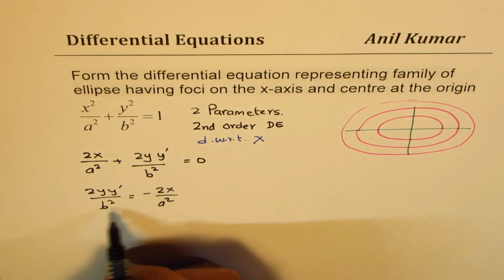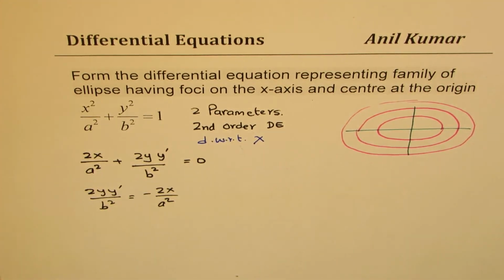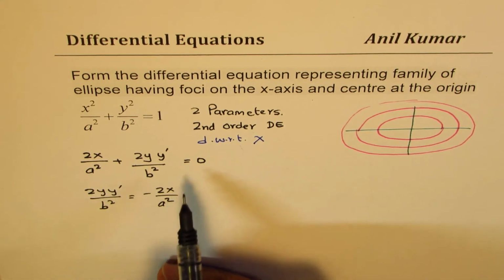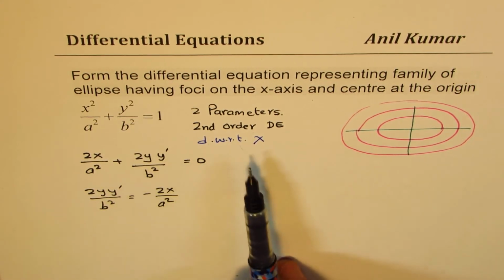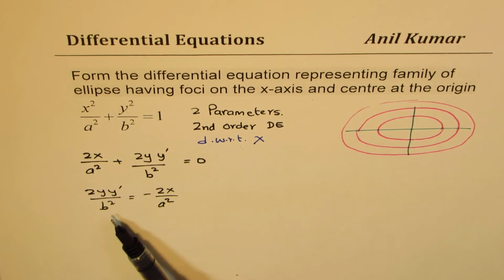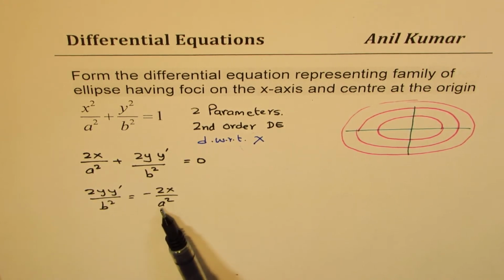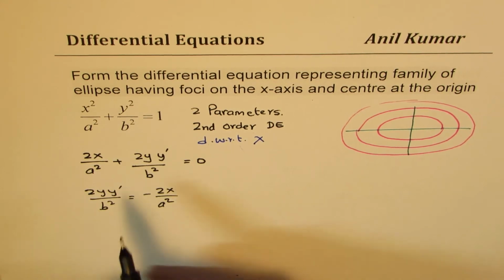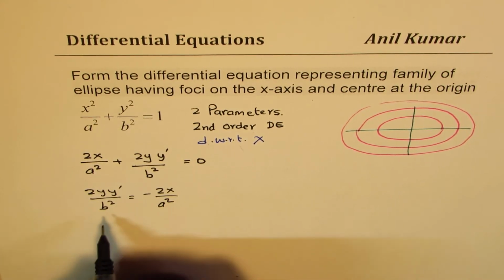Cancel 2's, bring down x and get the constants together. The idea is we have one more time to take the derivative, but we should eliminate both these arbitrary constants. How can we do it? We have to get them together, right? So this is a very important step.